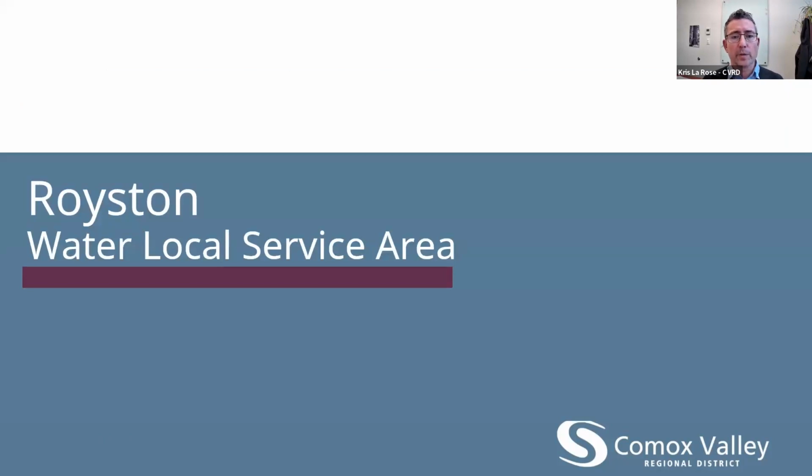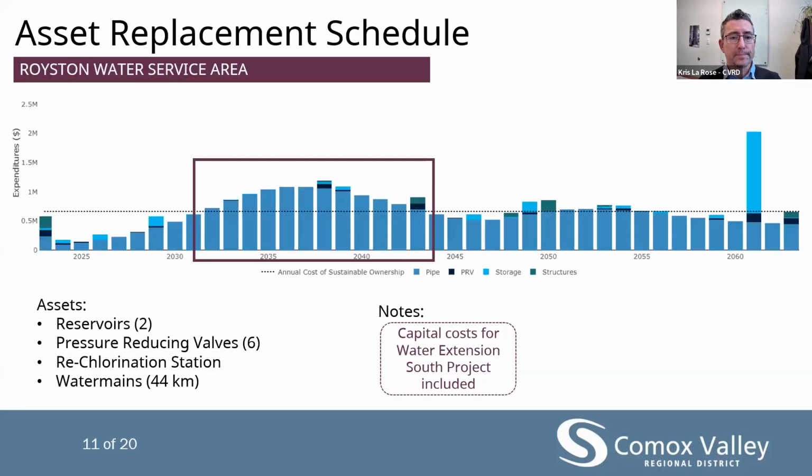Okay, next we'll walk through Royston's water local service area updates. So Royston currently draws water from the Village of Cumberland's water system, with its source at Allen Lake. So the service's water infrastructure assets include 2 reservoirs, 6 pressure reducing valves to manage the water coming down the hill, a rechlorination station just to make sure that we have the appropriate levels of chlorine in the pipes, and about 44 kilometers of water mains.